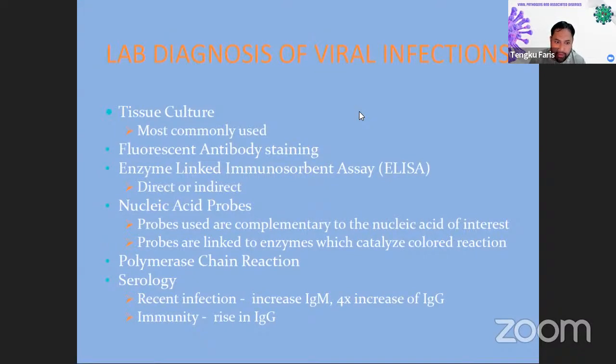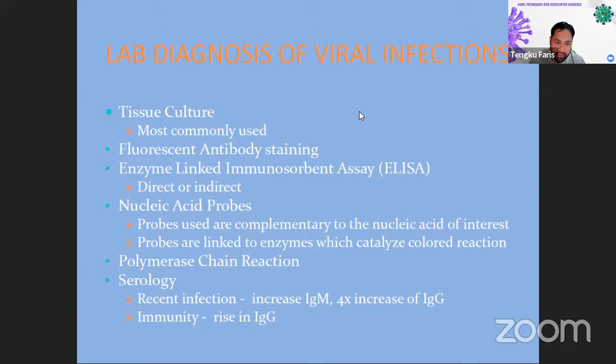Some other method like nucleic acid probe can generate or make their own nucleic acid complementary to the viral DNA or the viral nucleic acid. This is for detection purposes. If the virus has AGCT, you will make the complementary AGTC, okay, to that viral sequence, so that you can detect and confirm whether this is a viral infection or not.